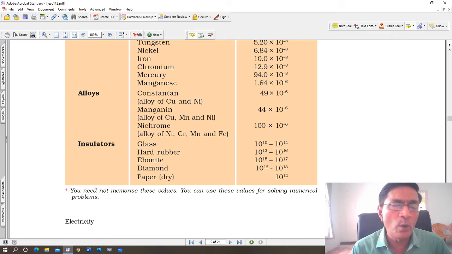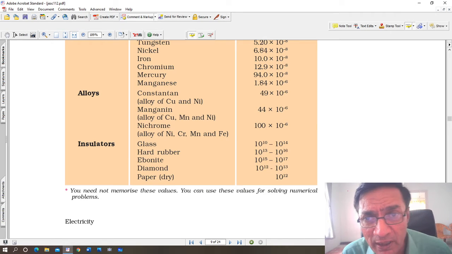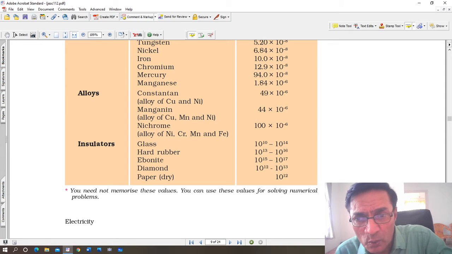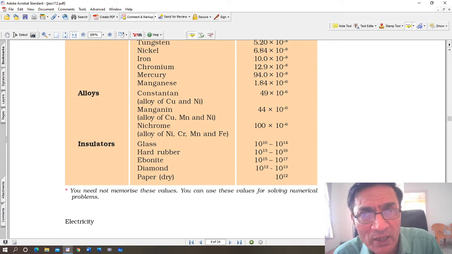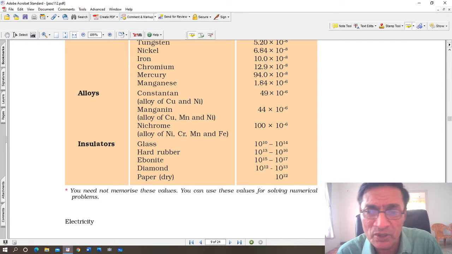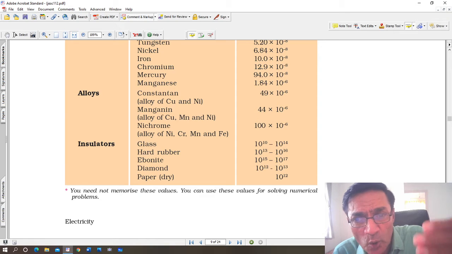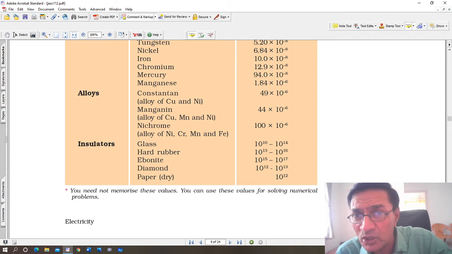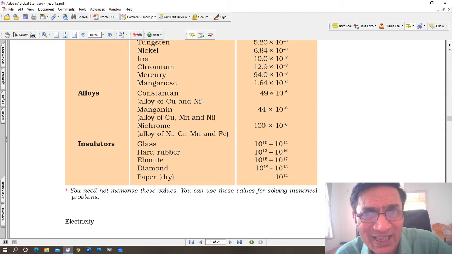But look at the alloys, their resistivity. Remember, lower the resistivity, better the conductor. Look at 49 into 10 to power minus 6, 44 into 10 to power minus 6, 100 into 10 to power minus 6. Now in this case, resistivity is low, but if you compare them to the metals above, the metals are good conductors. Alloys are not such good conductors because their resistivity is slightly higher.